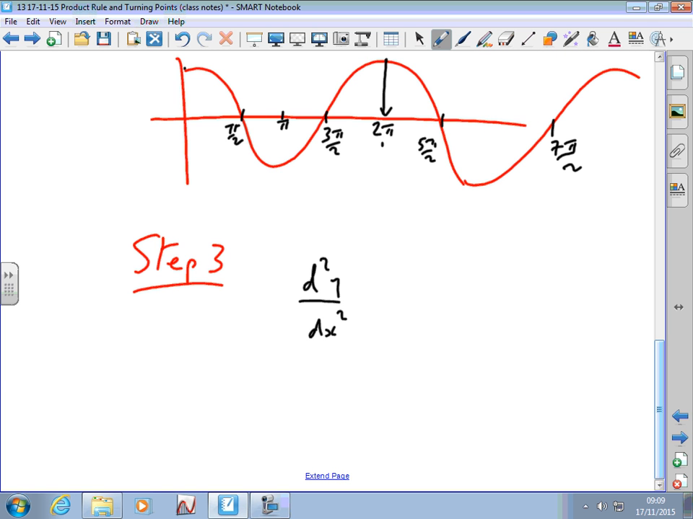The third differential, d3y by dx cubed, and so on. This is a notation. It does not mean d squared times y divided by d times x squared. It's a notation to mean the second differential.